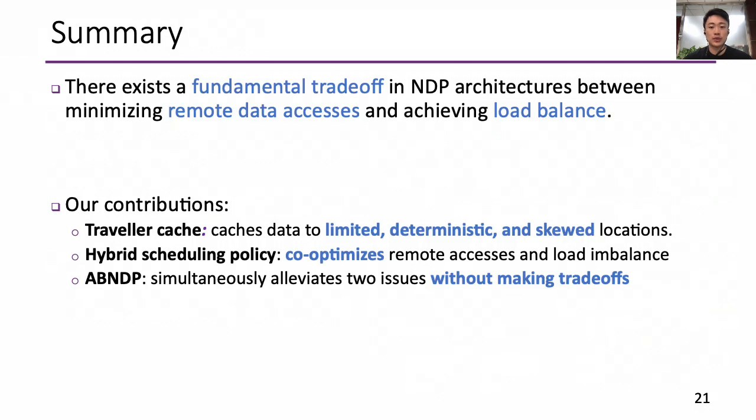To sum up, we observe that there exists a fundamental trade-off in NDP architectures between minimizing remote accesses and achieving load balance. We propose two optimizations to solve the two issues. Together, ABNDP simultaneously alleviates two issues without making a trade-off.